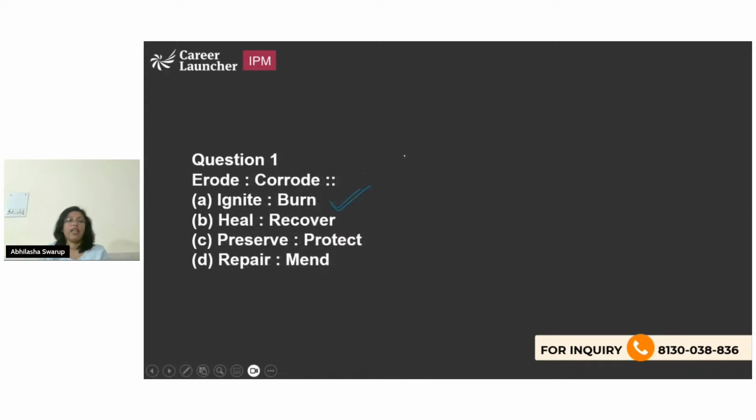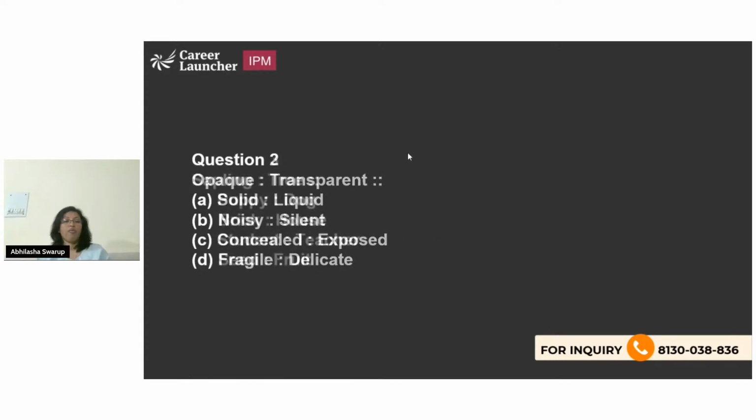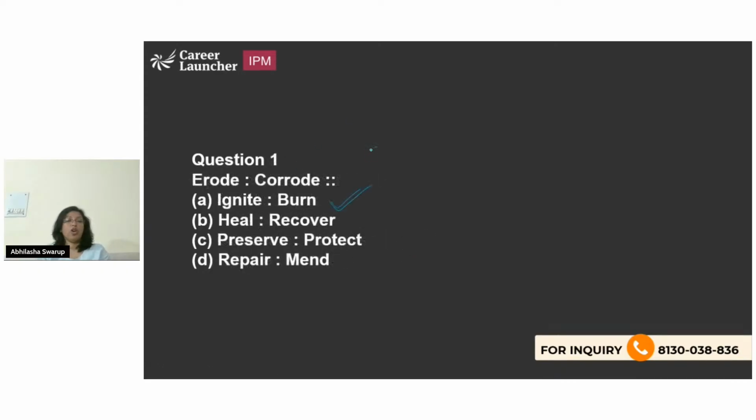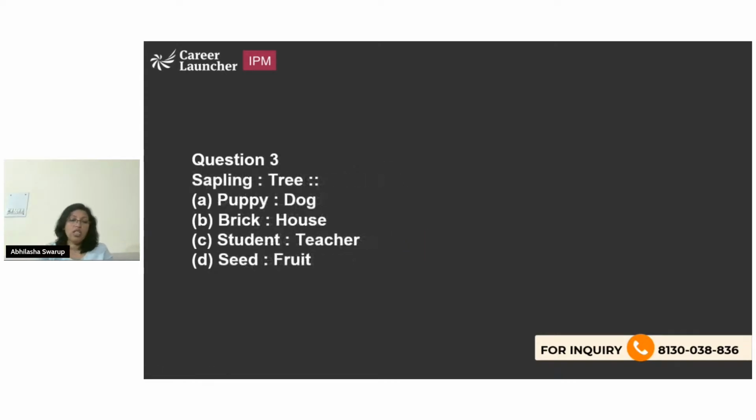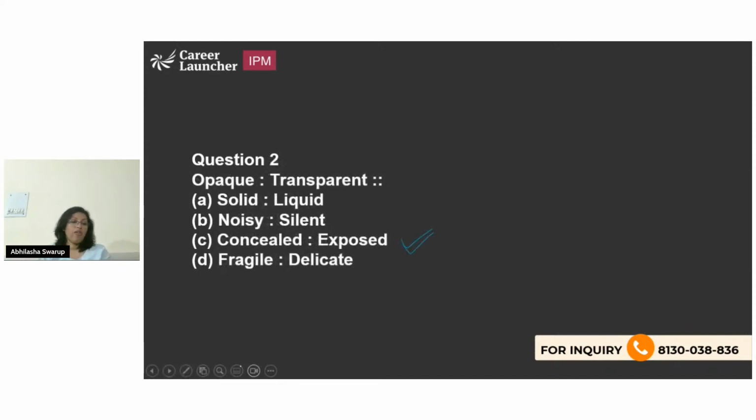Okay, let me just write that. Okay, so this is a synonymous relationship. Okay, the second one, of course, is an antonymous relationship. Opaque is where nothing is seen, transparent is where you can see everything. Right? So this is an antonym based relationship, and therefore concealed and exposed.